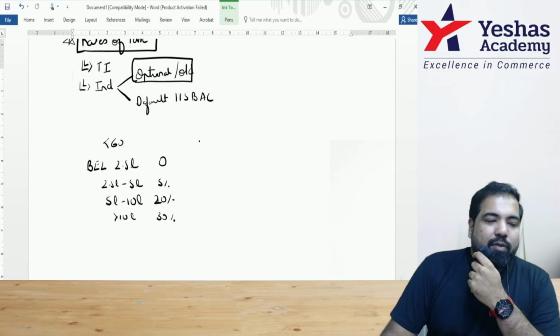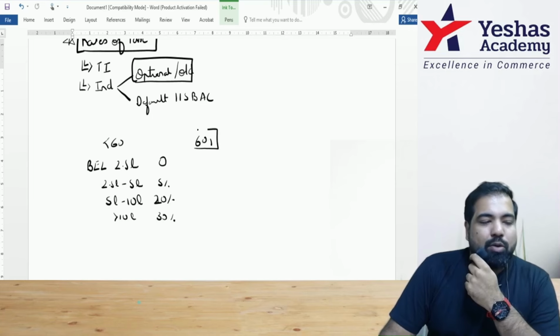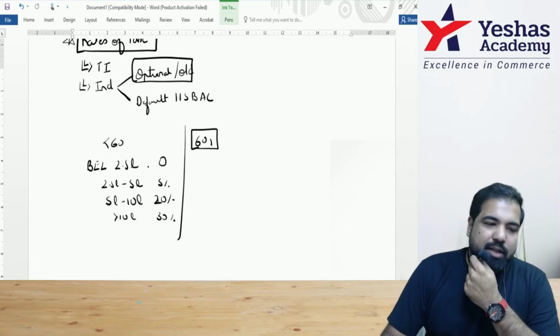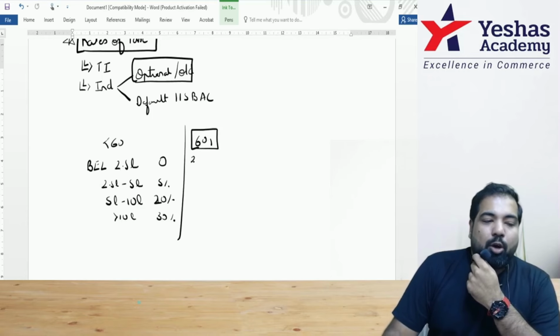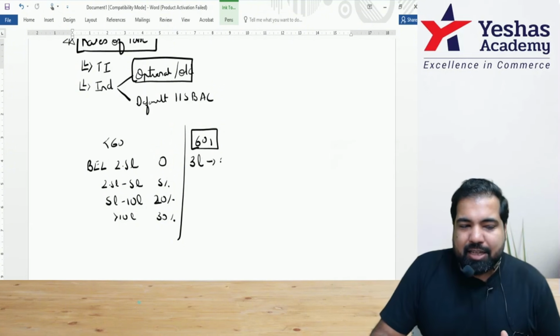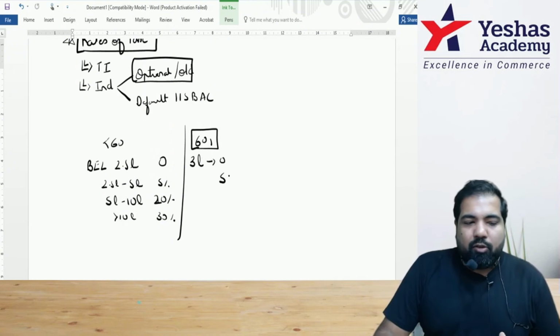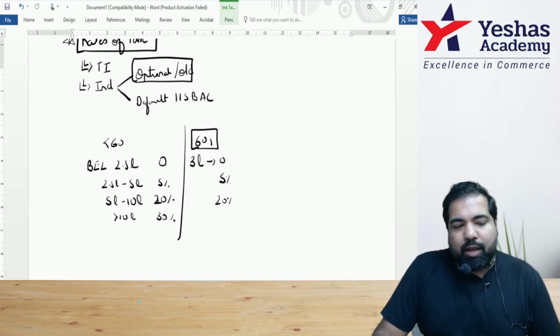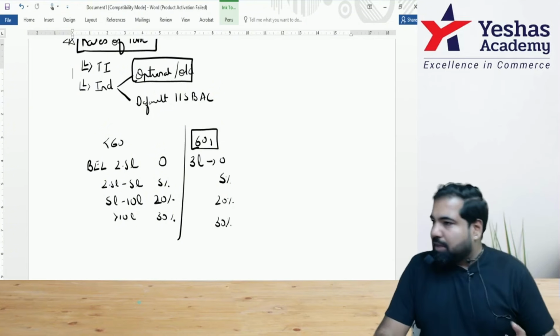Next, guys, if you're someone who's 60 years or more but below 80 years, then you're called a senior citizen. Only one change: your basic exemption limit now becomes 3 lakh, so there's certain extra income you can earn by paying how much percent tax? 0. Then 3 to 5 is 5%, 5 to 10 is 20%, and more than 10 is the same. So only one change here.